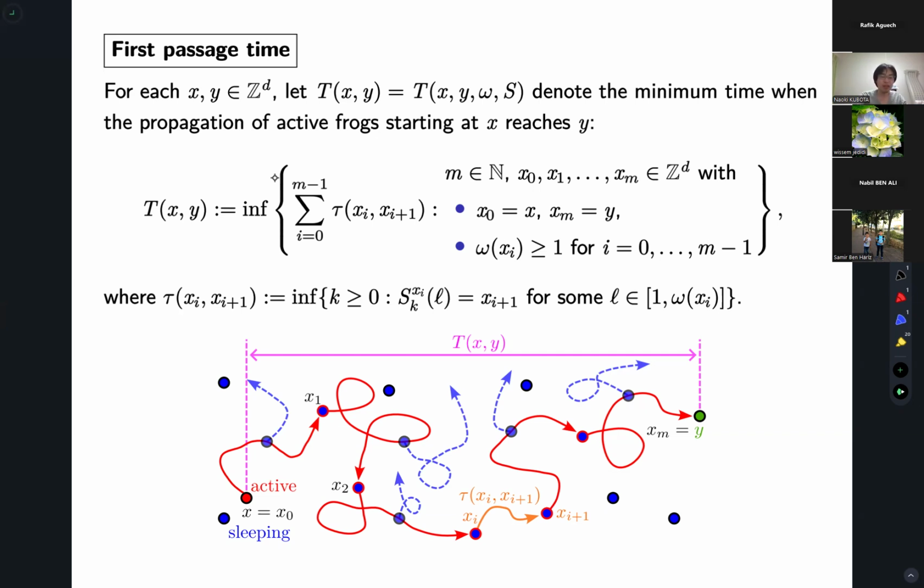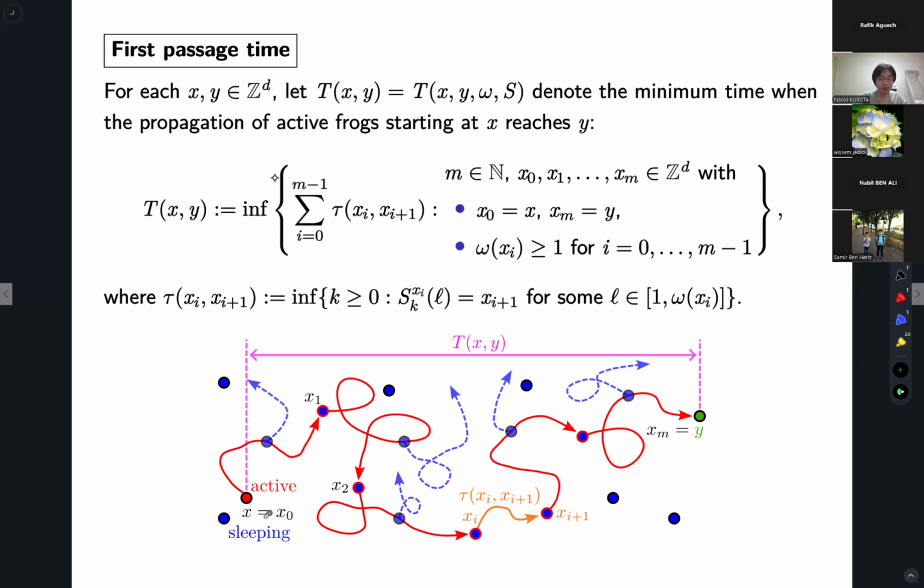Usually, tau_{x_i, x_{i+1}} is the hitting time of the simple random walk starting at site x_i to the site x_{i+1}. Please look at this picture. This is one example of achieving the first passage time from x to y.